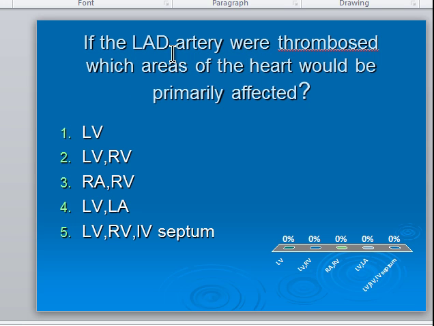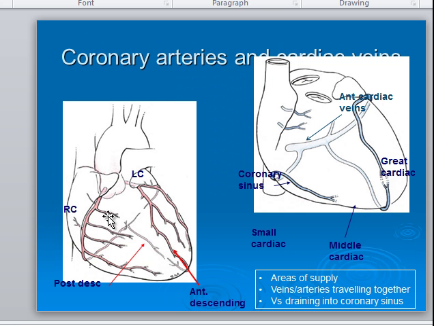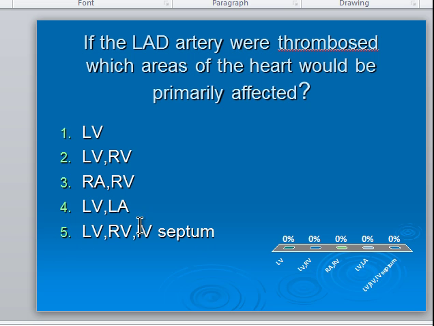If the LAD were thrombosed, which areas of the heart would be primarily affected? So it would be the left ventricle, the right ventricle, and the interventricular septum, because this left anterior descending supplies, you can see it will supply the left and the right ventricle, and it also gives off branches which go perpendicularly down to supply the interventricular septum. So it will supply both of them. So that's why the last choice is the correct one.